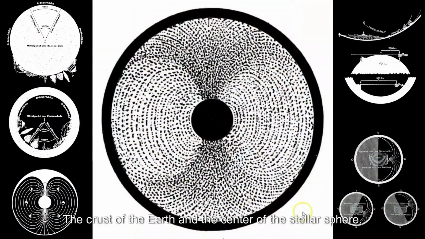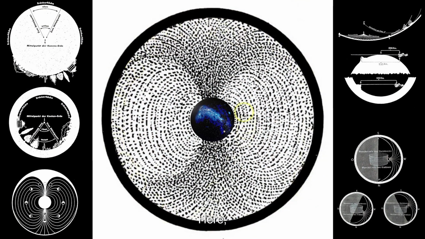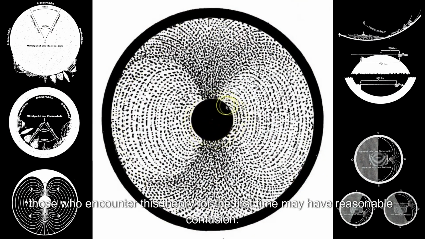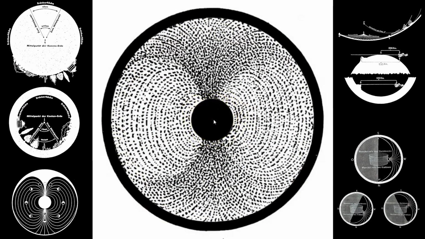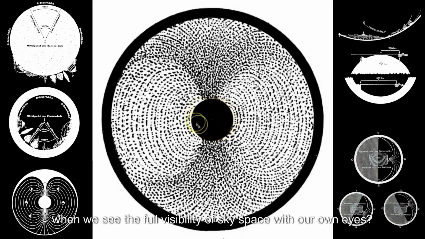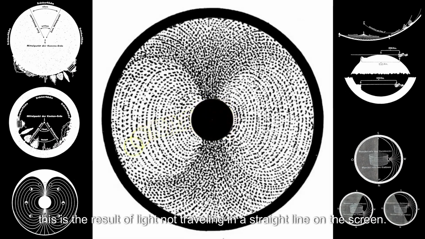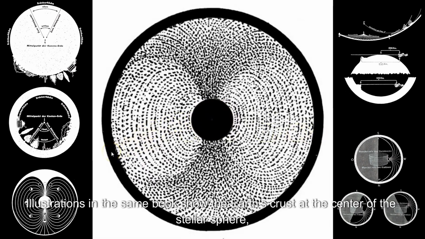The crust of the Earth and the center of the stellar sphere, which is everything we see in the night sky. Here, those who encounter this theory for the first time may have reasonable confusion. Why is this all what we see in the night sky? A small sphere in the center of the Earth, when we see the full visibility of sky space with our own eyes. The fact is, this is the result of light not traveling in a straight line on the screen.